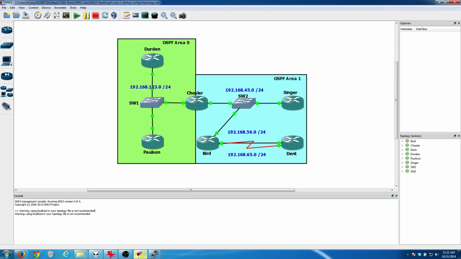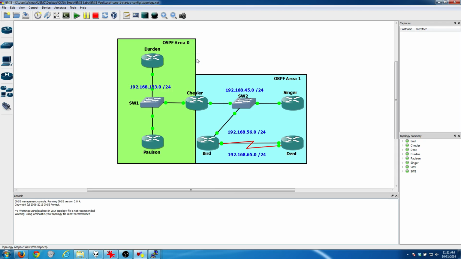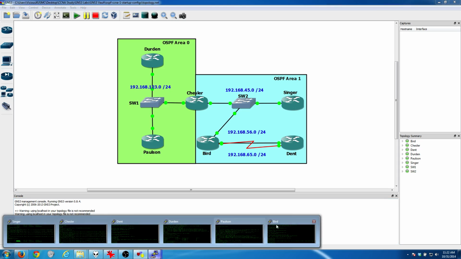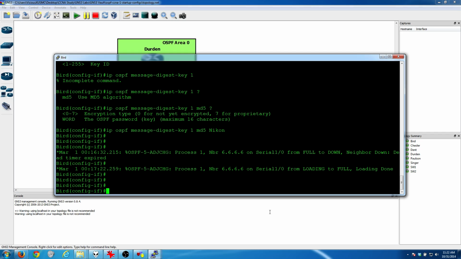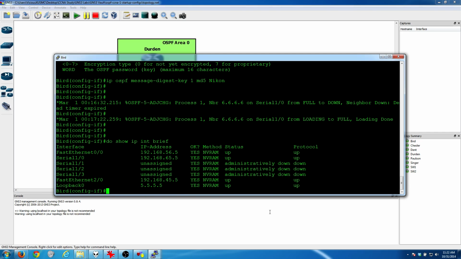Our next goal, it's asking us to enable plaintext authentication on the fast Ethernet link between Bird and Dent. So the same two routers, they have two links between them, one serial, one fast Ethernet. So we're going to use the fast Ethernet interfaces this time. And I think that's fast Ethernet 0/0. It is.